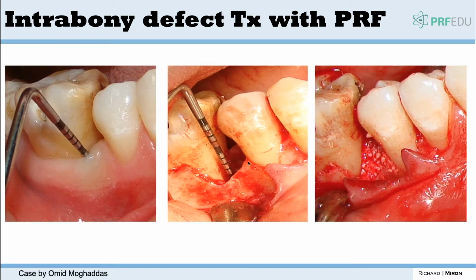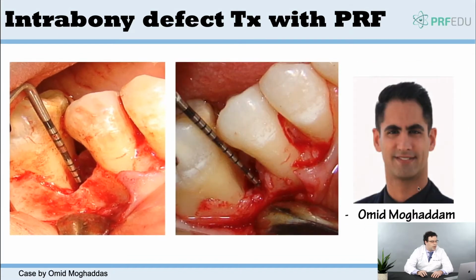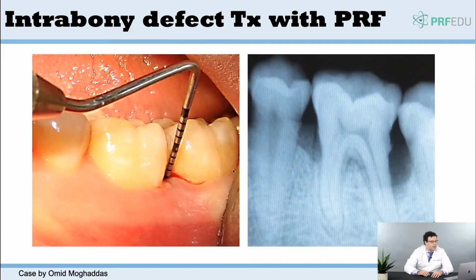In such cases, like I said, you need often a bone grafting material if the bone defect gets too big. These are some nice cases that were performed by Omid here, and he's done some really nice work by combining PRF with a bone grafting material. In this case here it was a xenograft, and he led to really nice outcomes here.